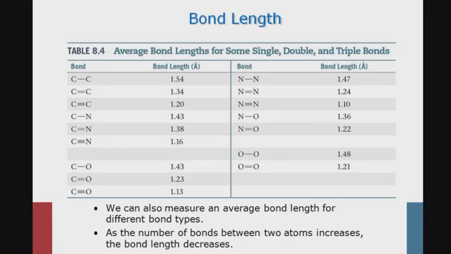Bond length. Table 8.4: average bond lengths for some single, double, and triple bonds. The C-C bond length is 1.54 angstroms. We can also measure an average bond length for different bond types. As the number of bonds between two atoms increases, the bond length decreases.